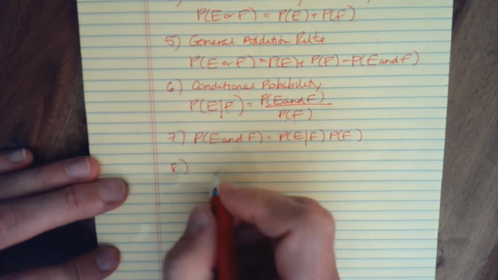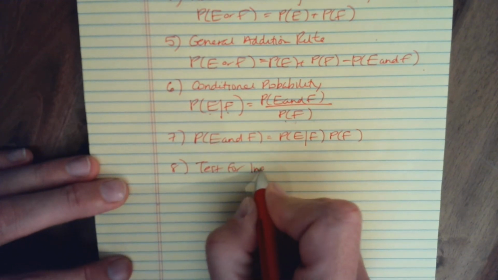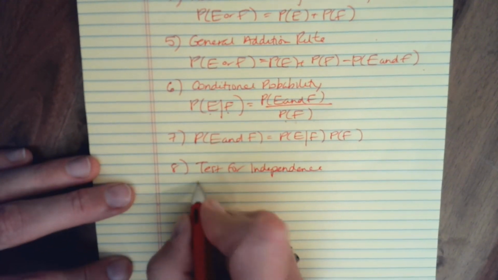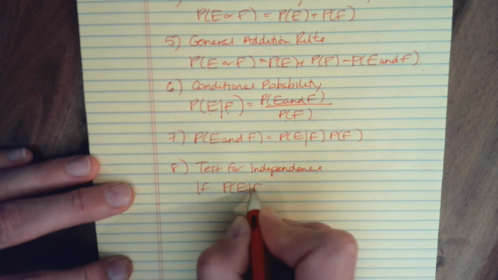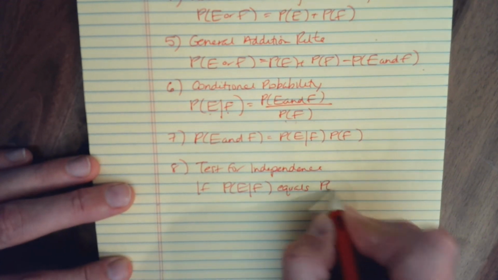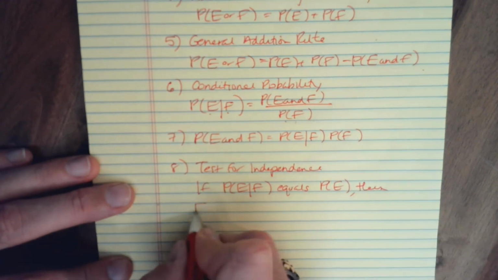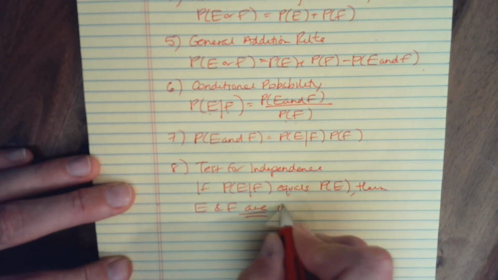And then finally, we have a test for independence, which says if the probability of E given F equals the probability of E, then E and F are independent.